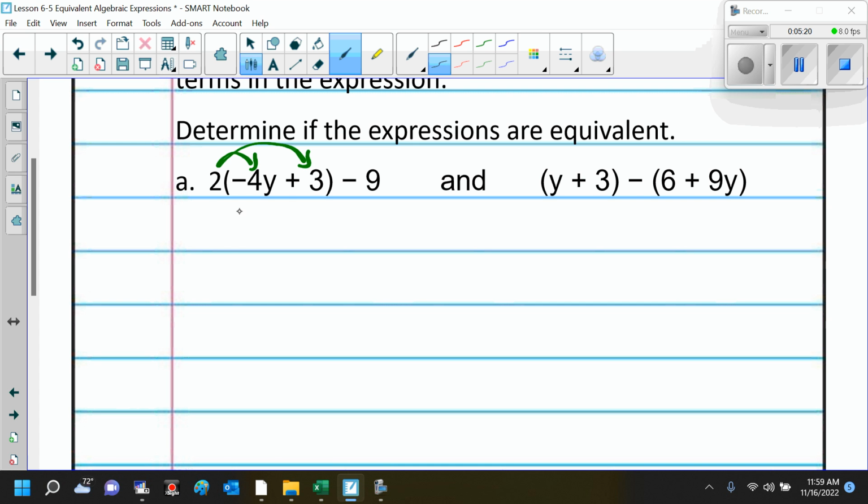So 2 times negative 4y is negative 8y. And then positive 2 times positive 3 is, what? Positive times a positive is a positive. So that's positive 6. And then minus 9.